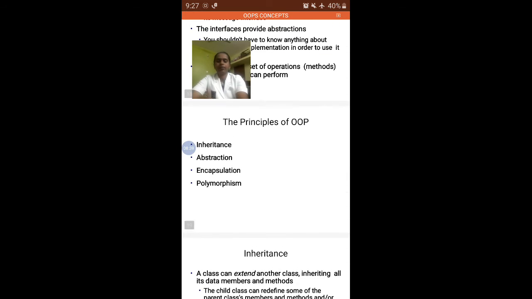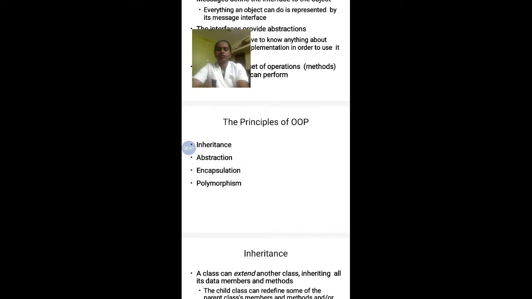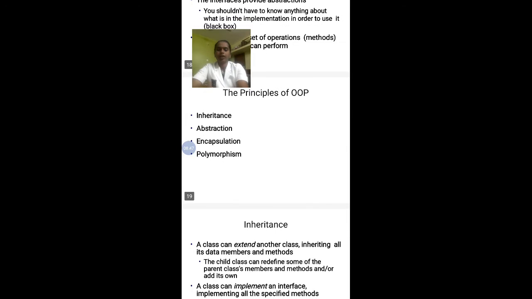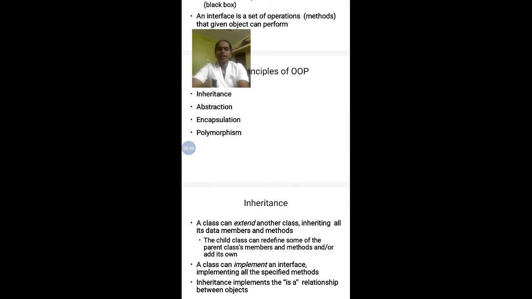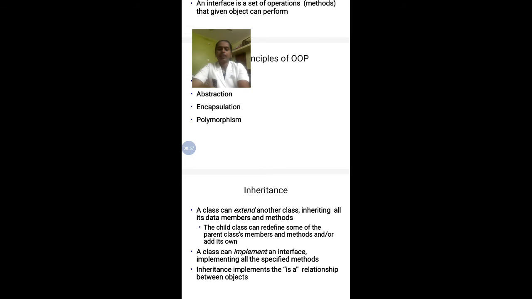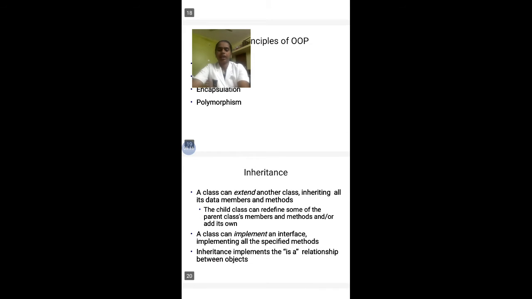What are the principles of object-oriented programming? First one is inheritance, then abstraction, encapsulation, polymorphism. Inheritance is when a class can extend another class, inheriting all its data members and methods. The child class can redefine some of the parent class members and methods. A class can implement an interface and implement all the specified methods. Inheritance implements the is-a relationship between objects. That is inheritance.